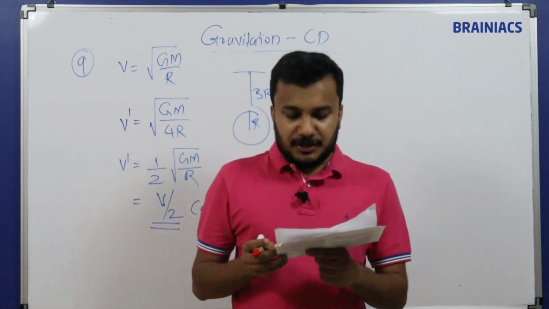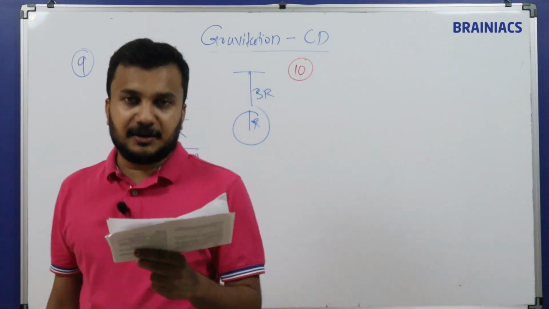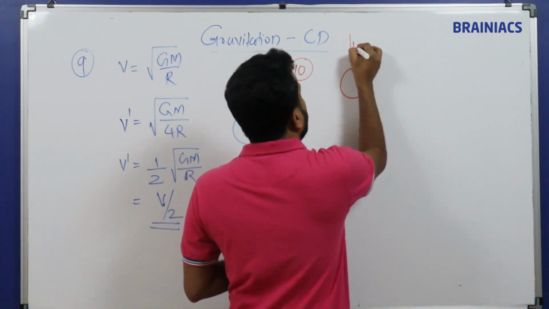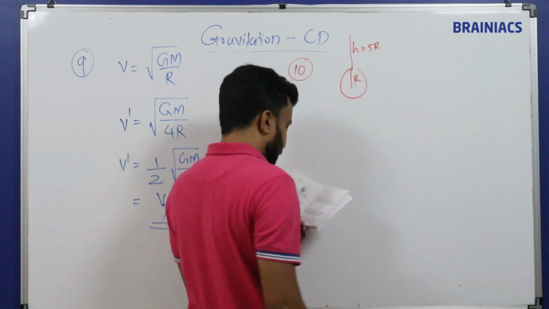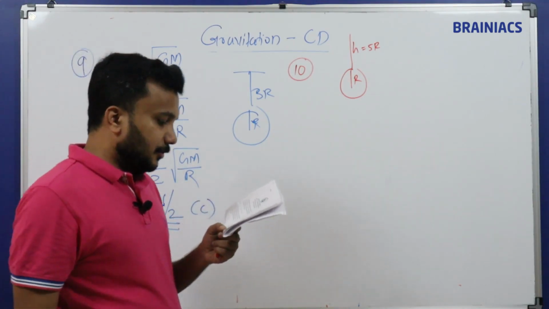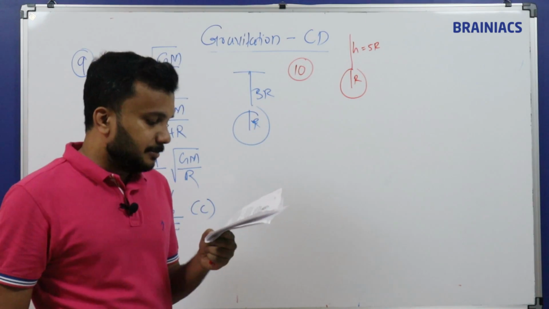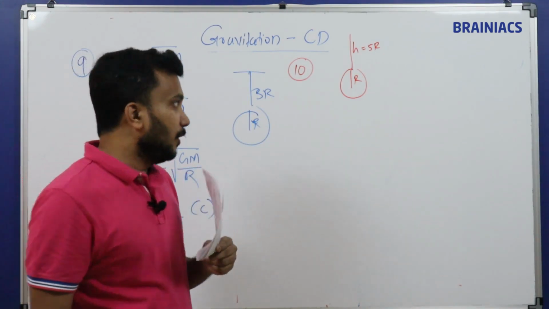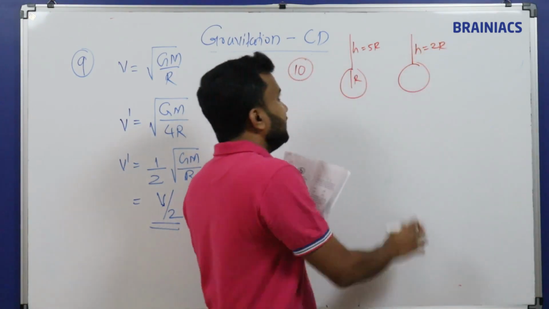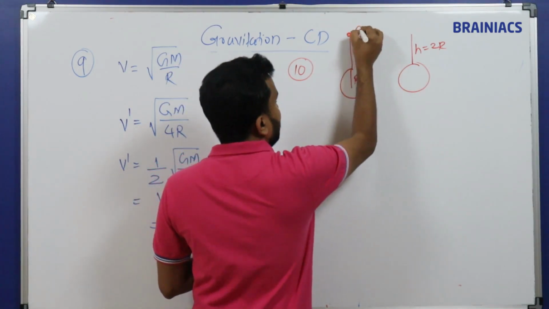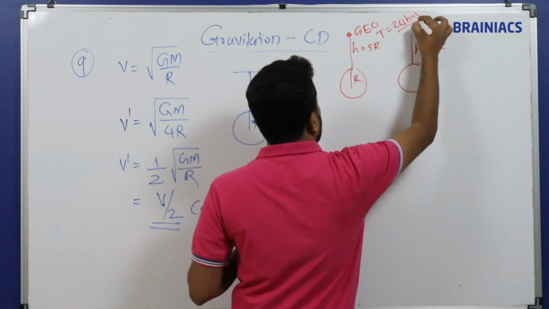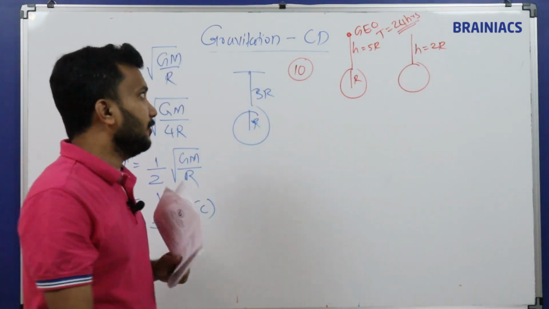We'll go to the 10th question. A geostationary satellite is orbiting the Earth at a height of 5r from the surface of Earth. So first case, at a height h equal to 5r, it is orbiting here, and r is the distance above the surface of Earth, r being the radius of Earth. The time period of another satellite which hovers at a height of 2r from the surface. So another satellite whose height is equal to 2r. And this is a geostationary satellite. Geostationary satellite's time period is how much? 24 hours. This you have to remember. Our globe Earth, 24 hours.